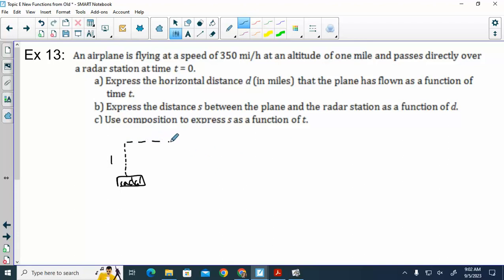And then my plane is flying here. So your excellent art skills come into play. Here's my plane. So part A, I want the horizontal distance d in miles the plane has flown as a function of time t. So I want d as a function of time. I want an equation for that distance using time as my variable. So what would it be?